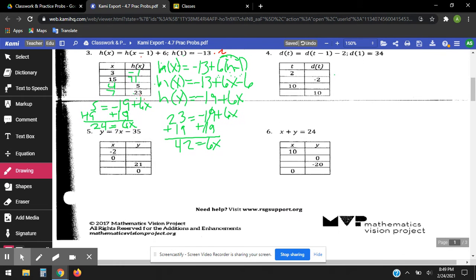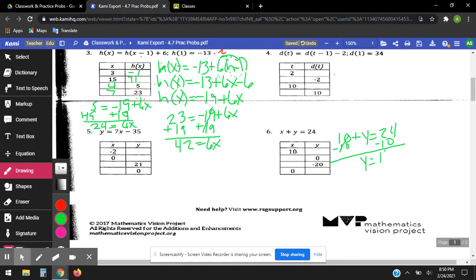One more we're going to look at. Let's look at number 6, where we have this x plus y. So basically, I'm going to plug in the 10 for x. 10 plus y equals 24. If I subtract 10 from both sides, then y equals 14.